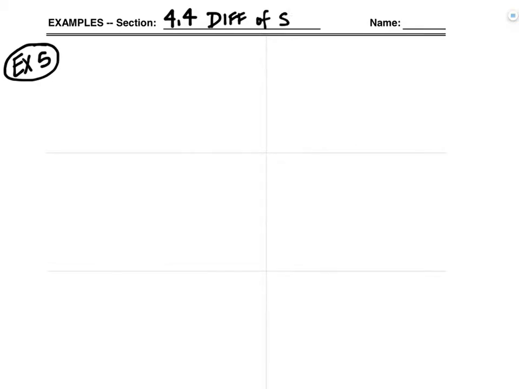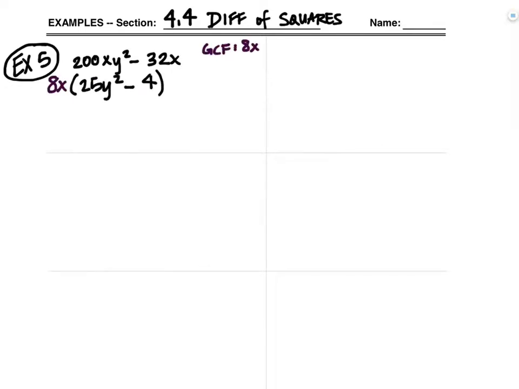So when we title this, we've got 4.4 difference of squares. And example 5 is going to be 200xy squared minus 32x. Let's make sure we get the x in there. And our greatest common factor is going to be 8x. So when I pull the 8x out, that remains 25y squared minus 4.